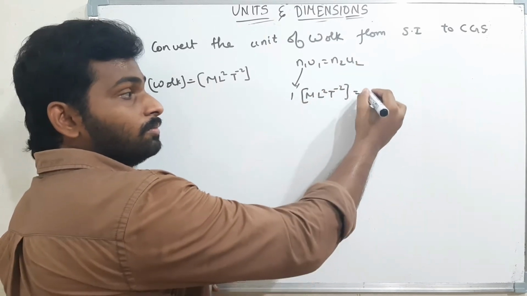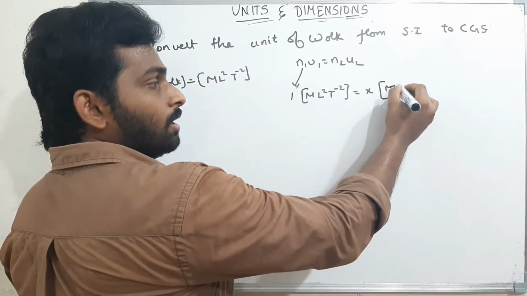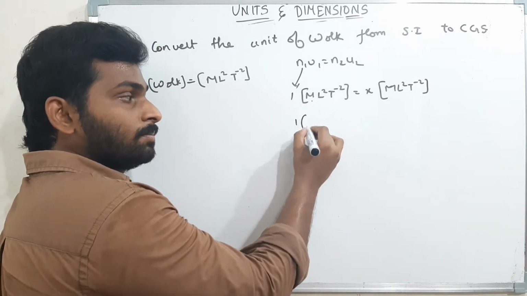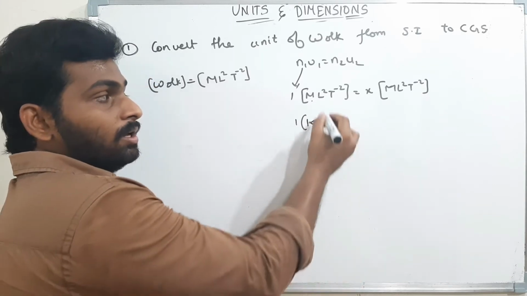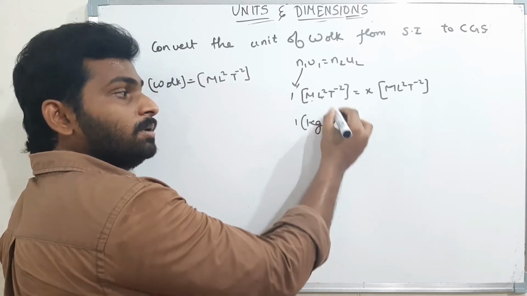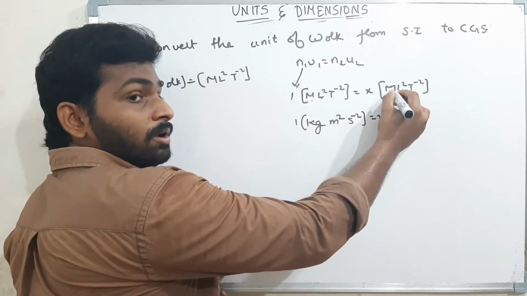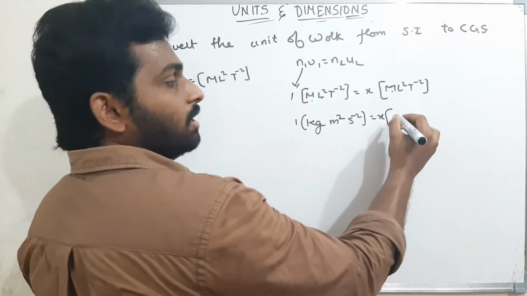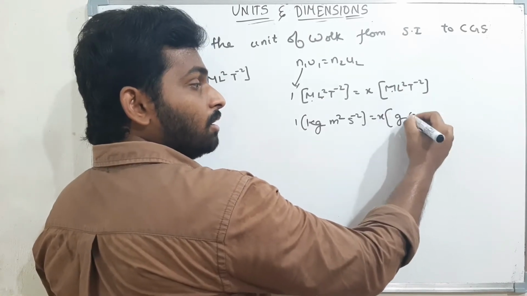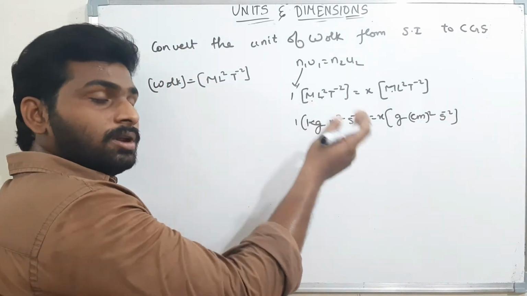I don't know the value of N2, therefore I am assuming it as X. And the value of U2? Dimension is same, therefore M L square T power minus 2. Now, in SI system, what is the unit of mass? Kg. What is the unit of length? Meter. And it is meter square, time second, S minus 2, is equal to X into the unit of mass in CGS system, that is gram, length is centimeter and it is square, time is S minus 2. Now convert the kgs into grams.